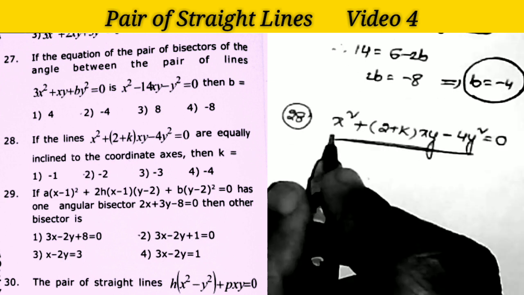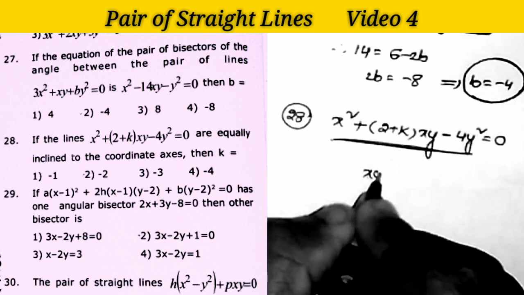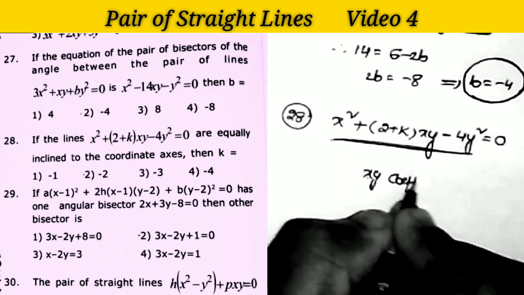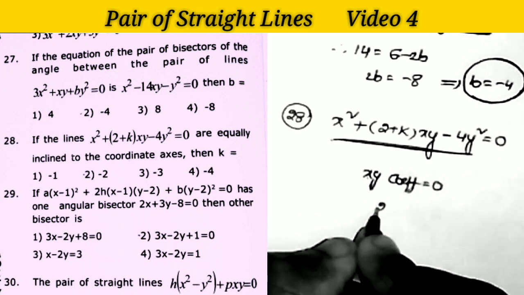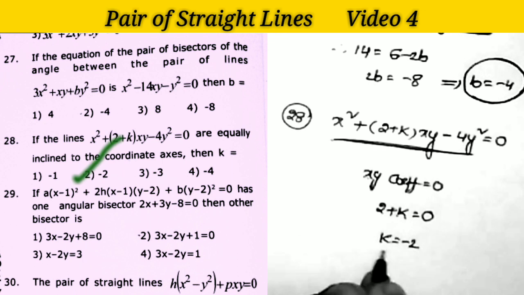Very easy question. The lines are equally inclined to the coordinate axes, which means we take the xy coefficient h equal to 0. That is, 2 plus k is equal to 0. Then the value of k is equal to minus 2. That's all, and that is the second option.